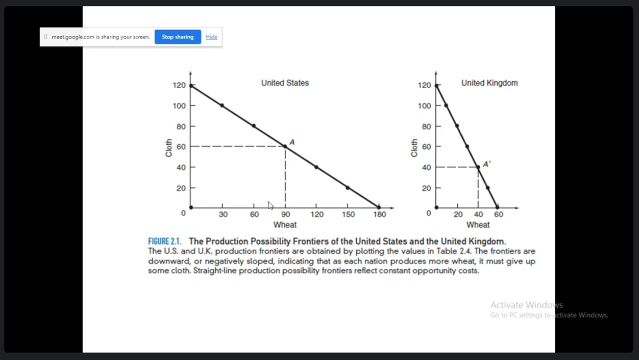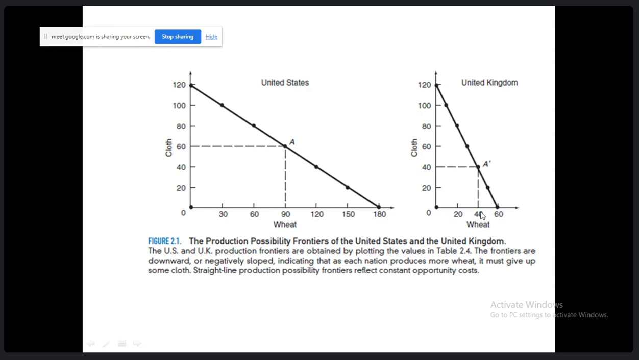So without trade, let us assume that US is at point A on the line and UK is at A prime on the line. It means US is able to produce 60 units of cloth and 90 units of wheat, and UK is able to produce 40 units of cloth and 40 units of wheat.